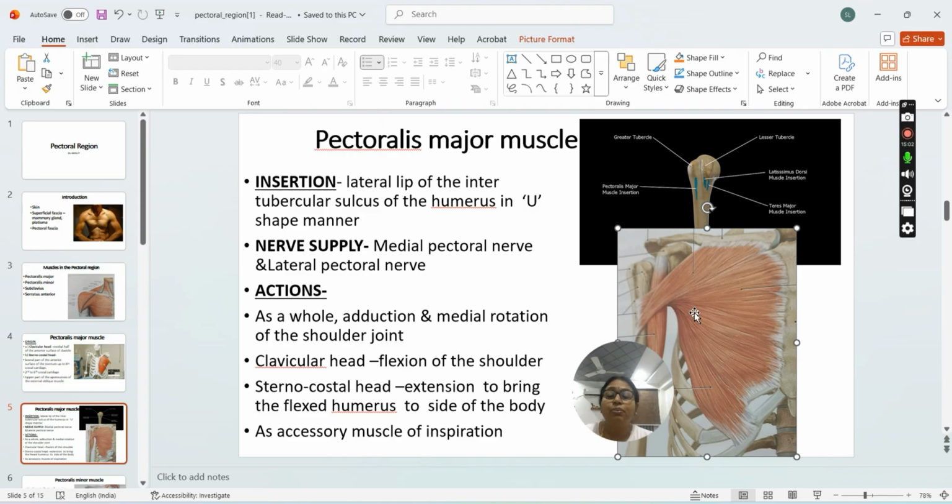It's an accessory respiratory muscle in case of forced inspiration. Done.